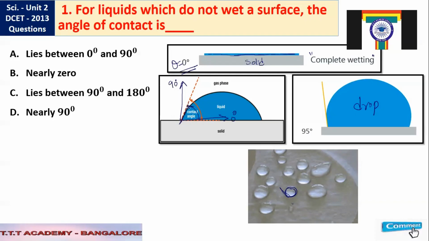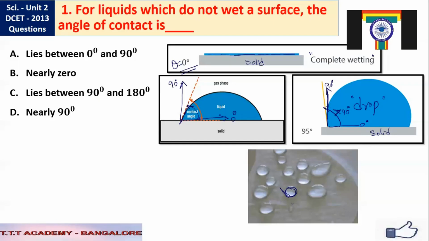That is, if it wets the glass, wets the solid surface. Then if it does not wet, the angle is more than 90 degree. Just observe here. Suppose this is 90 degree here, then this surface will be 0 degree, this is a solid surface, and this is a liquid drop. So you can observe from here to here, the angle is more than 90 degree.